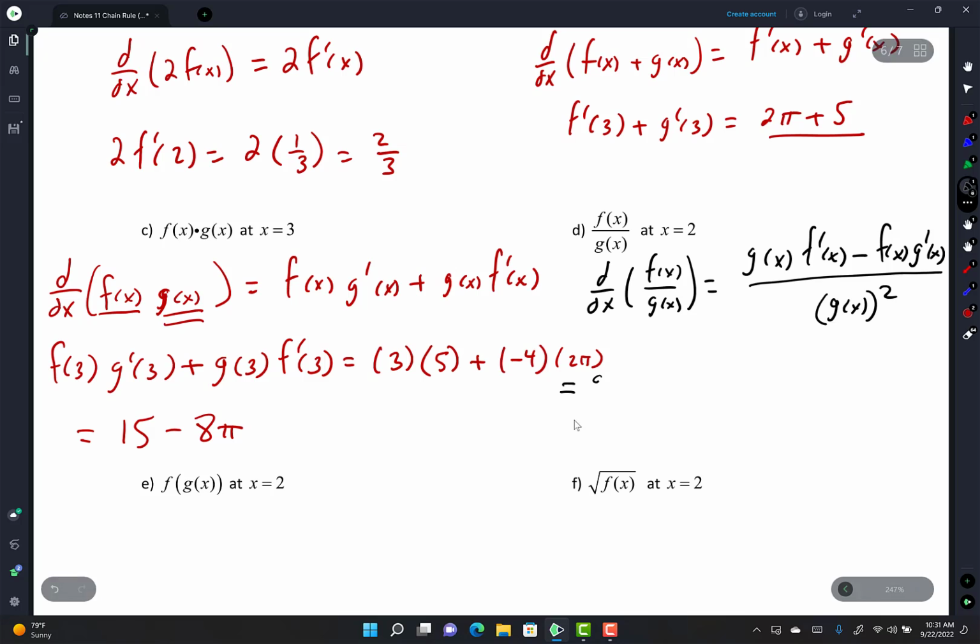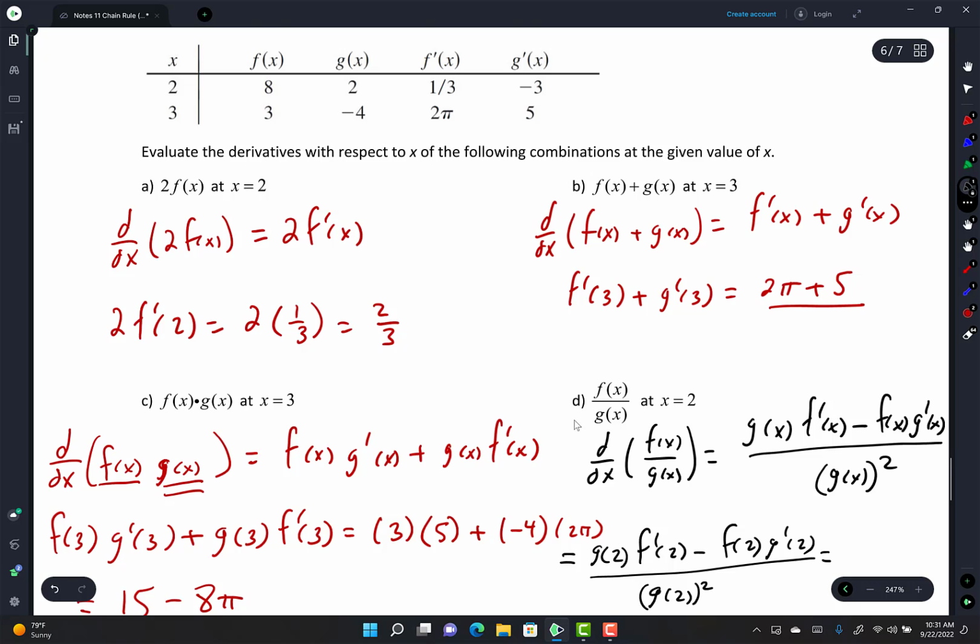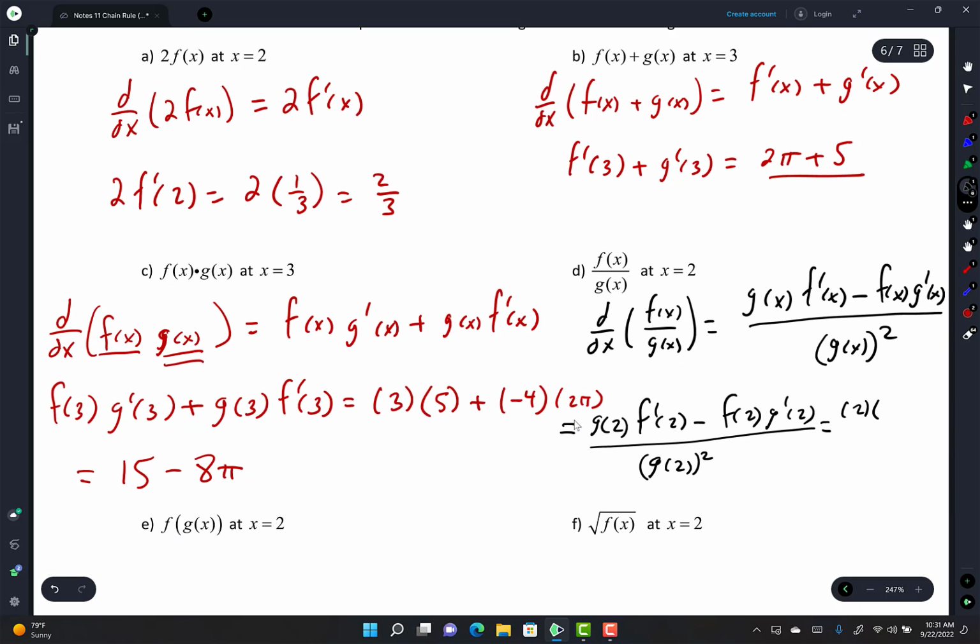G of 2, f prime of 2, minus f of 2, g prime of 2. You don't have to show all this work. I'm just trying to be very specific so everyone can see where everything's coming from. So let me see. G of 2. What was g of 2? 2. So 2. And then what was f prime of 2?